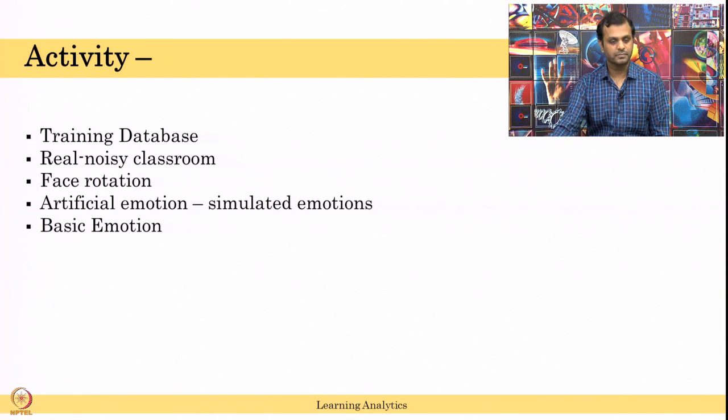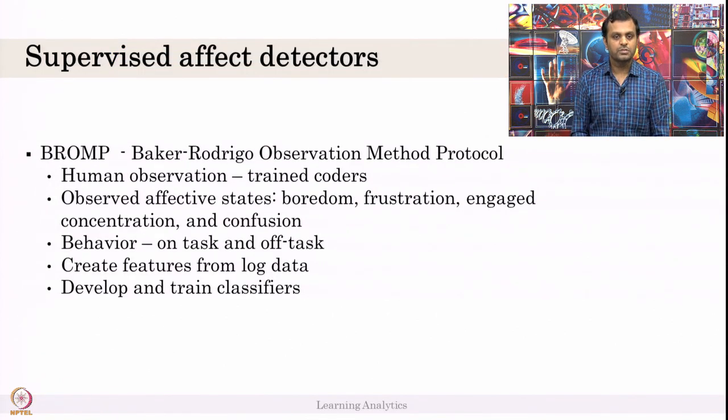Okay. So I will show a couple of methods for how they do it. One is human observation. In human observation, there will be trained coders, and there's a tool called BROMP. It was created by Professor Ryan Baker, Professor Rodrigo and Jacqueline Ocumpaugh. So it's the Baker-Rodrigo Observation Method Protocol.